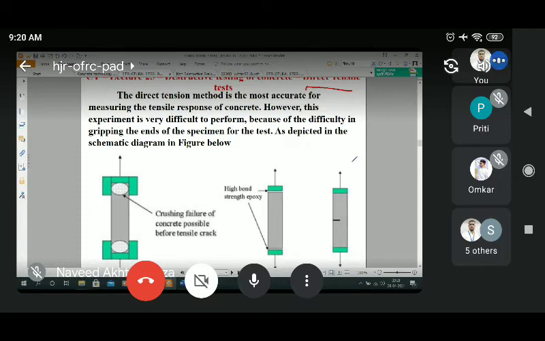So if you see the first one, the holding of the equipment from top to bottom, pulling the sample. If you pull the sample, then only tension will come in the picture. Otherwise, you can't say that it is tension. So mostly what happens in this direct test, if you are holding the specimen like this, the crushing failure occurs before the tension failure at these places.